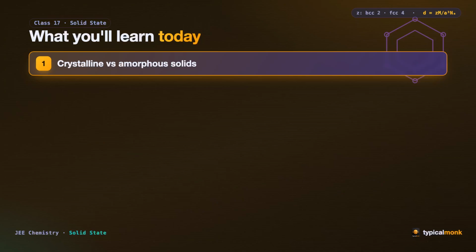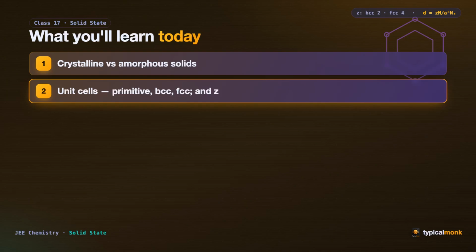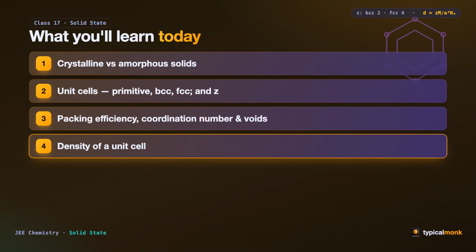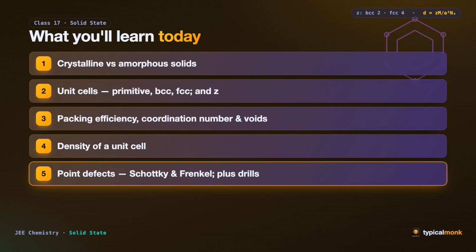Here is what you will learn today. First, crystalline versus amorphous solids. Second, unit cells, primitive, body-centered, and face-centered cubic, and the number Z. Third, packing efficiency, coordination number, and voids. Fourth, the density of a unit cell. And fifth, the point defects, Schottky and Frenkel, plus the drills. One idea at a time.